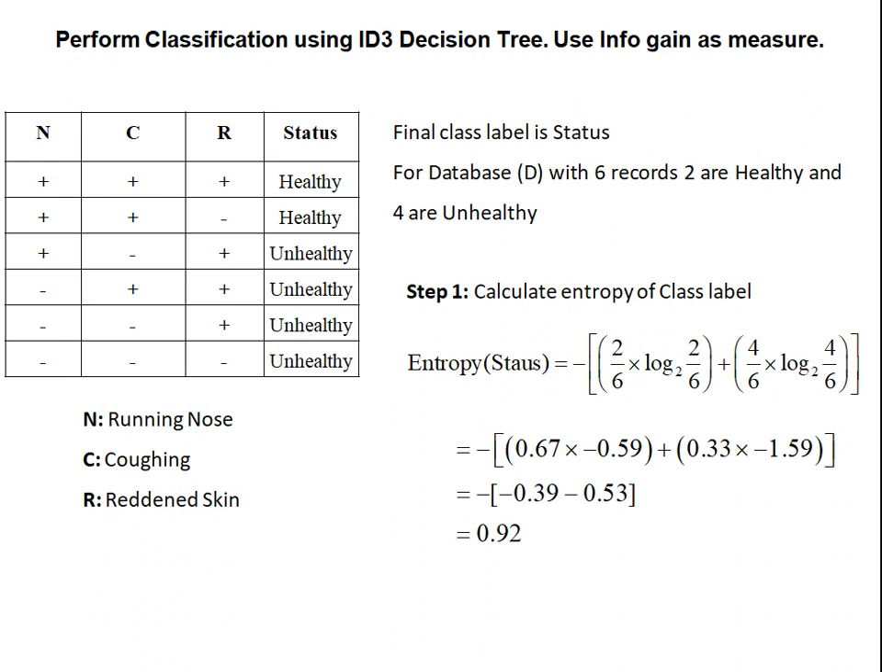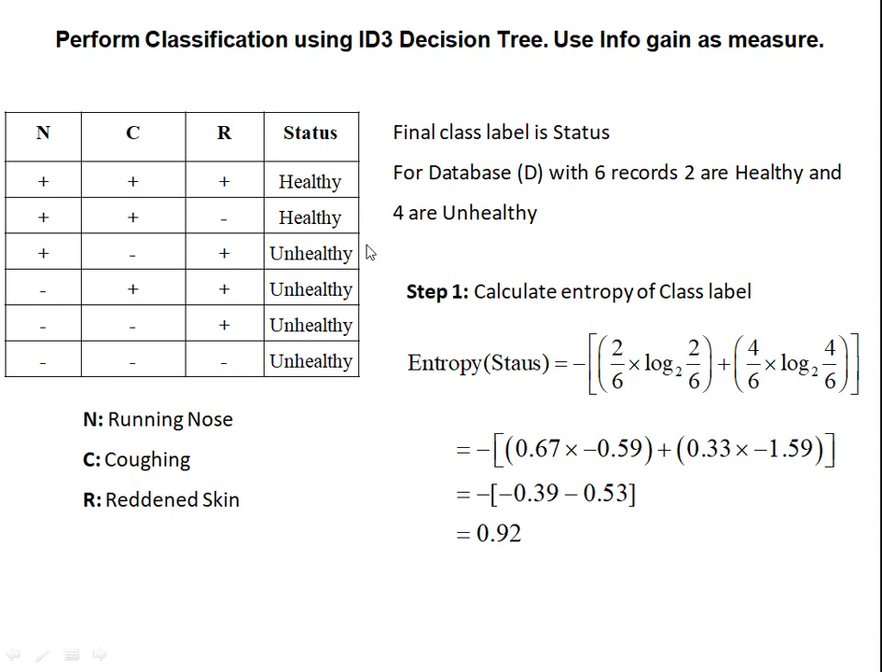Now see the problem. Perform classification using ID3 decision tree. Use information gain as measure. See the table. 4 columns are there, in which final column is our class label, that is status, either healthy or unhealthy. 3 attributes are there, N, C and R. N is running nose, C is coughing and R is red skin.